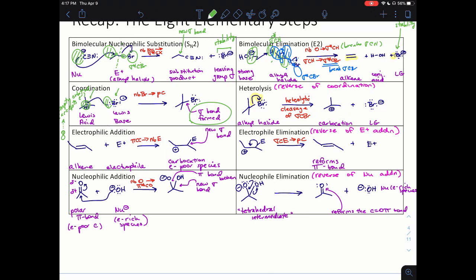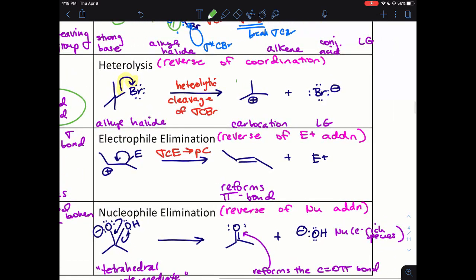And if you wonder whether or not this is going to happen, if it's going to be favorable, obviously this is going to depend on the stabilities of these species. That will determine whether or not this heterolysis will occur. But of course it can. This bond is always vibrating, and it can vibrate so much it breaks.